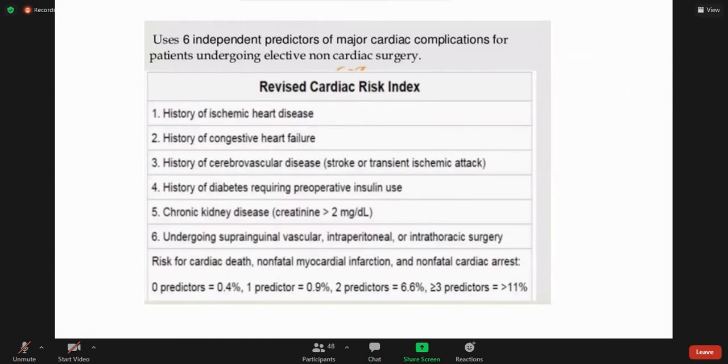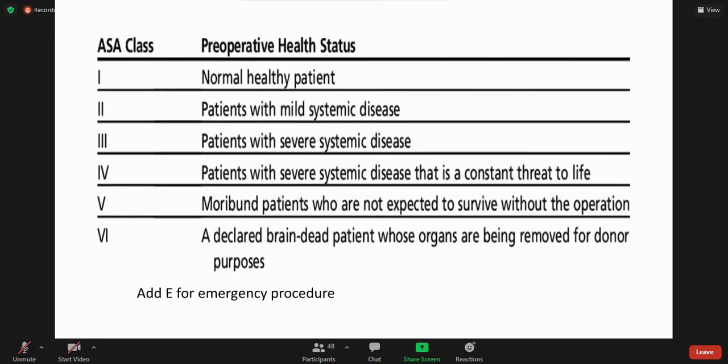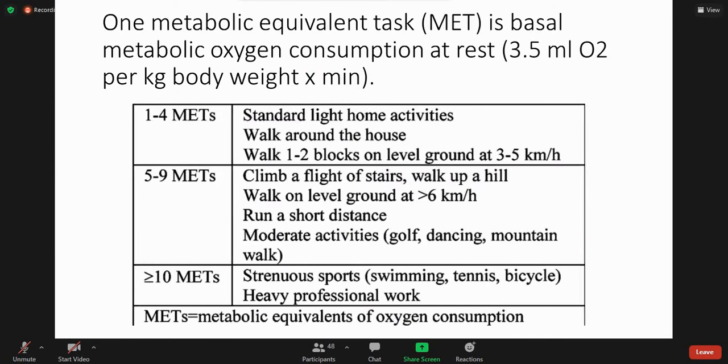You will have to skip this slide because it is very out of context. So the MET scoring is enough to assess the cardiac and respiratory status.